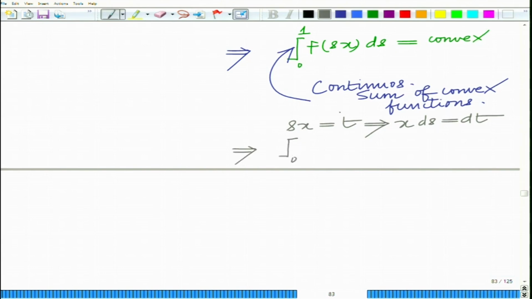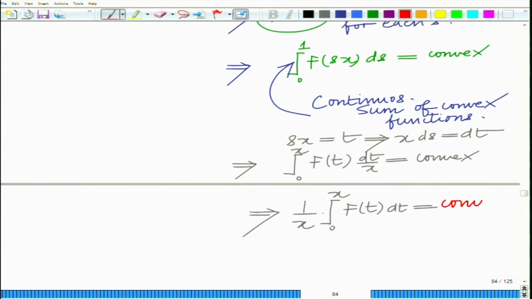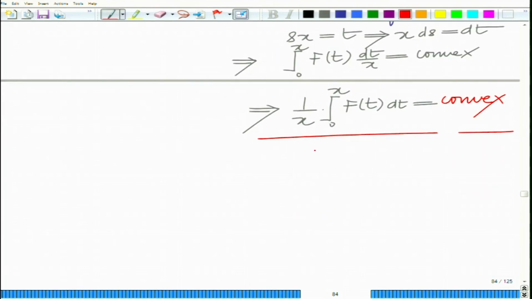So, now substituting this, what you have is basically integral 0 to upper limit, s times x becomes 1 times x, so 0 to x, f of Sx is f of t, ds is dt by x, this implies that this is convex, which in turn implies that 1 over x, because x is a constant, integral with respect to t, 0 to x f of t dt, this is convex. All right. So, this demonstrates that if f is a convex function, 1 over x integral 0 to x f of t dt is also a convex function.